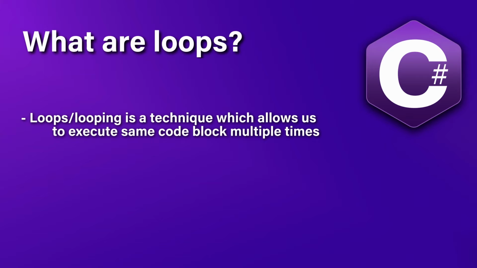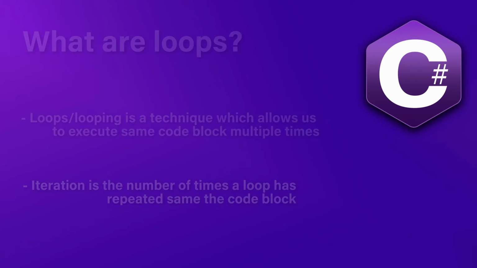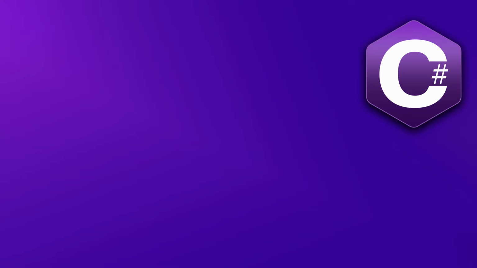In programming, the number of times a loop repeats a code block is called an iteration. For example, if the loop ran the same code block 4 times, we would say that the loop made 4 iterations before exiting. There are 4 main loop types.